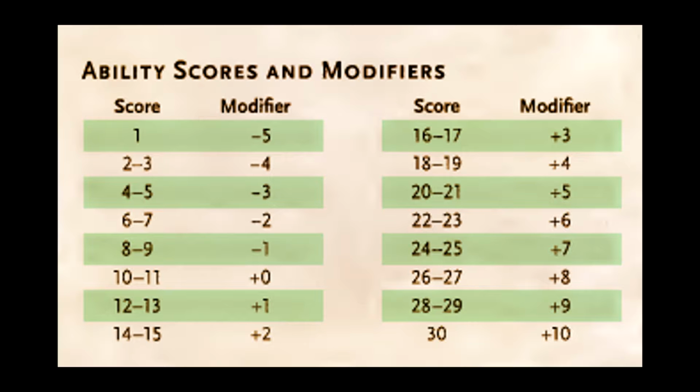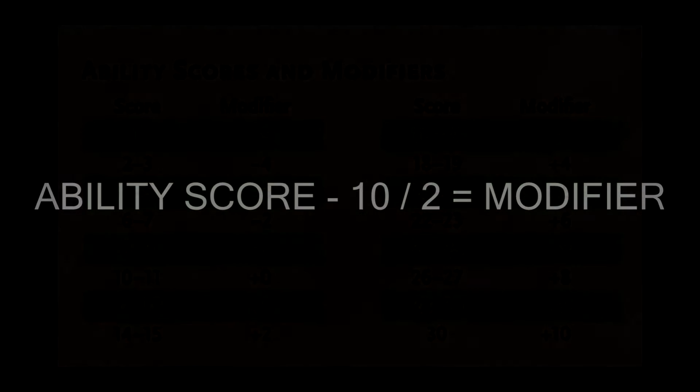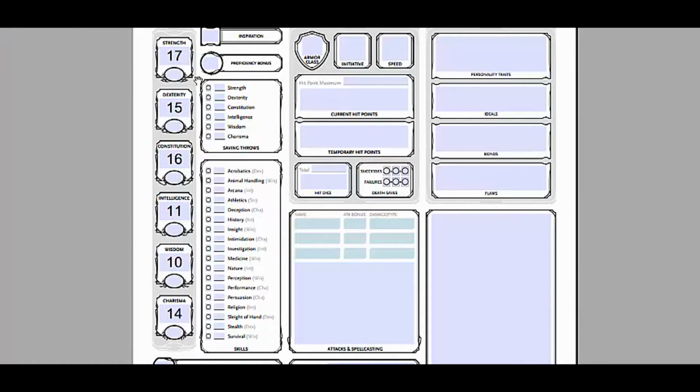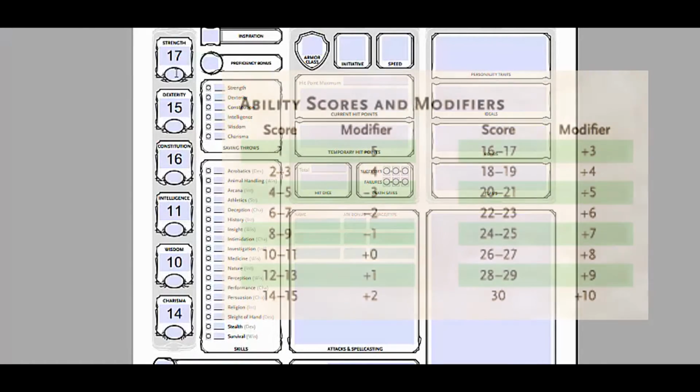Yeah, everyone always asks, how do I find my ability modifiers? I'm a DM. You take your big number, you minus it by 10, and then you divide that number by 2. Now, if it's a half number, you just round down. Yep. So we'll just use the chart right now since we've got it right in front of us.